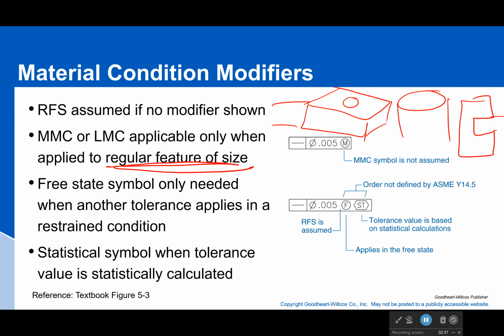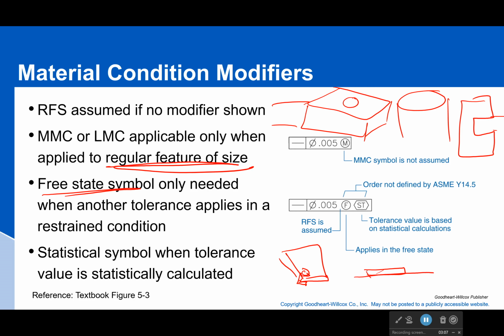Now some other modifiers we might see. One is the free state symbol, and that one says that you apply this tolerance only when everything is free. Now you're like, okay, what do you mean by that? Well, normally when you're testing these form tolerances, you don't clamp things down. I mean, you could, but you don't, because that could cause it to deform. In fact, it does cause it to deform. So what you do instead is you just let it sit there. So you might have it just lying on the table, and you measure everything.